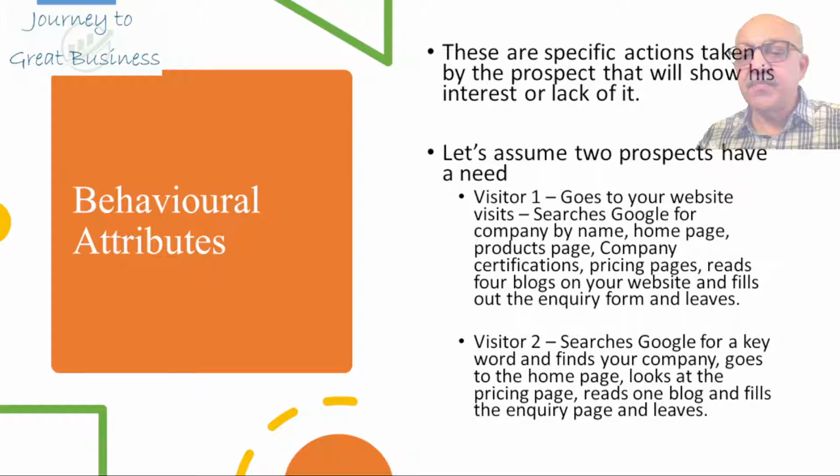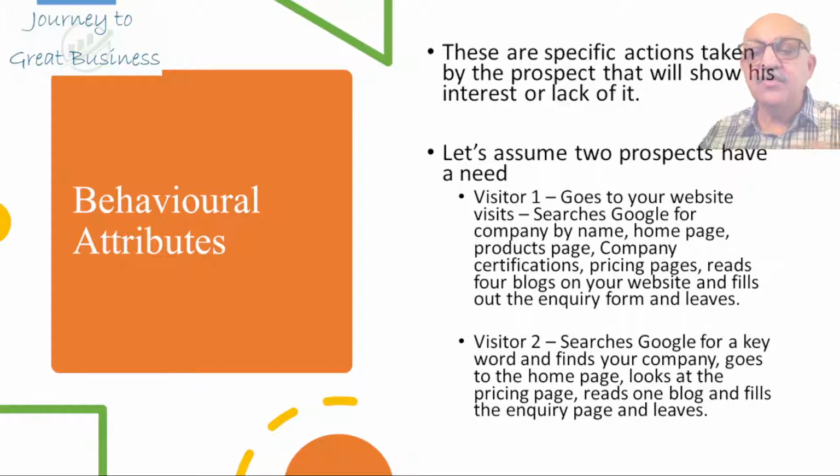As compared to that, we have visitor 2. Visitor 2 doesn't know your company, he only knows the product that he wants to buy. So he goes to Google, he searches the product, and he finds your company name on top in that search list. And he clicks on that, goes to your home page, immediately goes to the pricing page, looks at the pricing, maybe reads one blog on your website, and then goes and fills the inquiry form. Now the behavior of both these visitors, visitor 1 and visitor 2, is different.